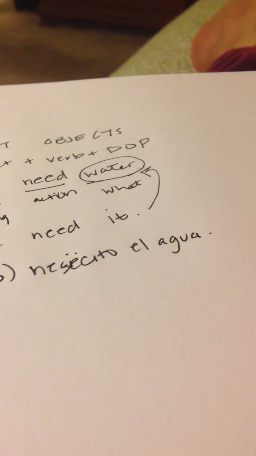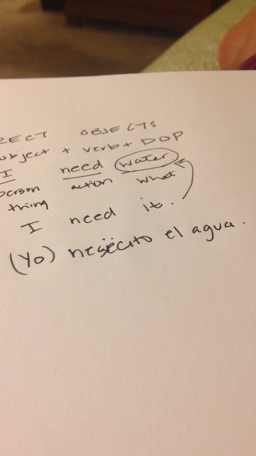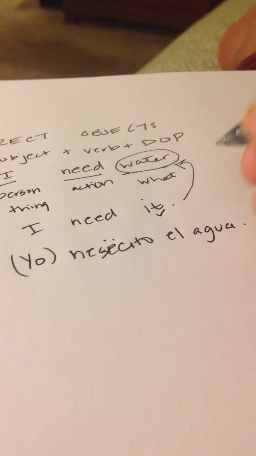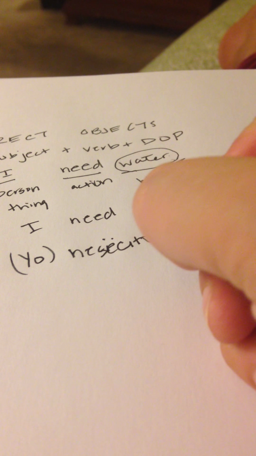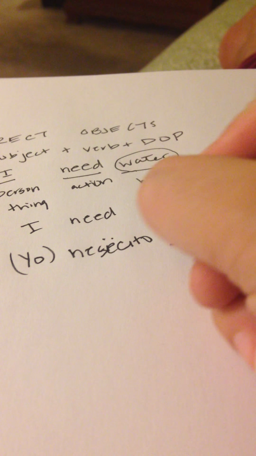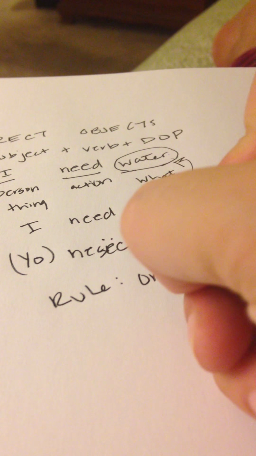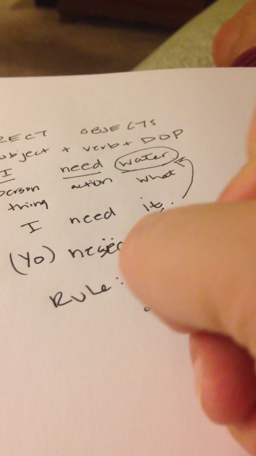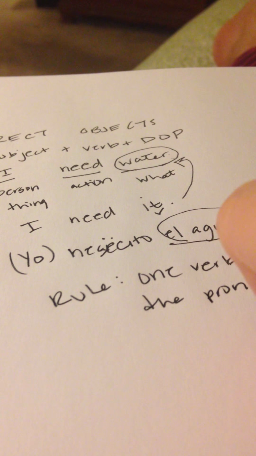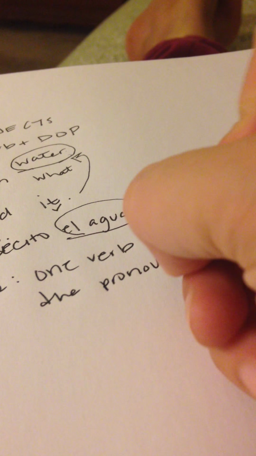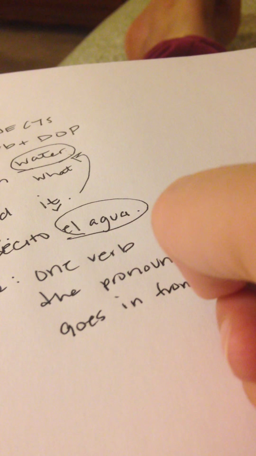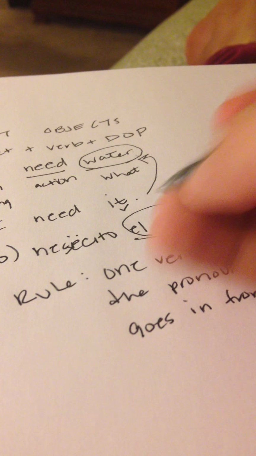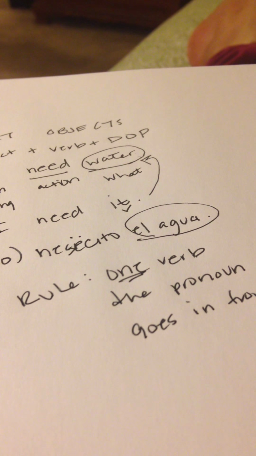Now let's say I wanted to go ahead and replace it. Just like I don't want to say water in here, I also don't want to say water in here. Well, the weird thing is that when we have one verb, so the rule is when we have one verb, the pronoun goes in front. So, one verb. That is the thing that should stand out. But most of these only have one verb.